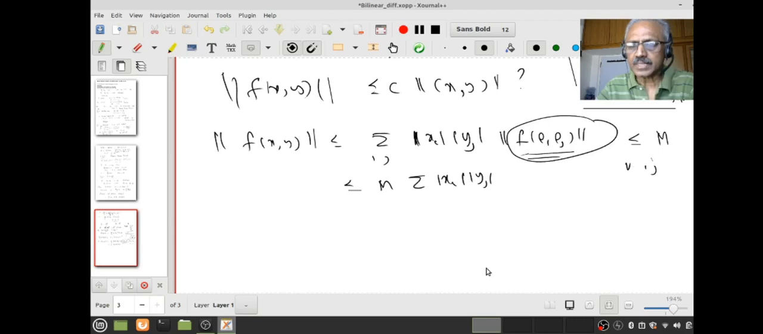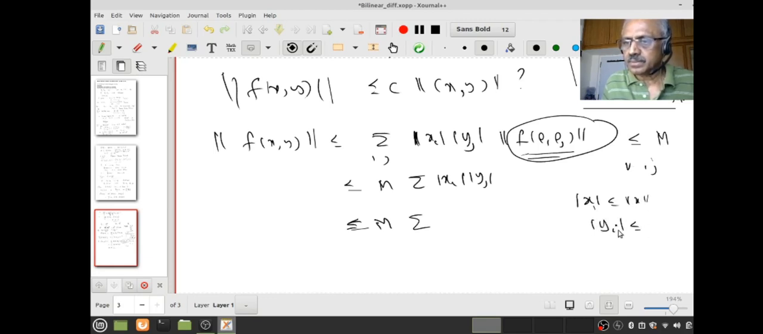Yeah, okay, but remember this is less than or equal to M into, all of you know, mod xi is less than or equal to norm x, and similarly mod yj is less than or equal to mod y, norm y. Right, this is for any one of the Euclidean norm, max norm or summation norm. We had already seen this. Do you follow that? Yeah, therefore I can replace this by norm of x into norm of y, right?